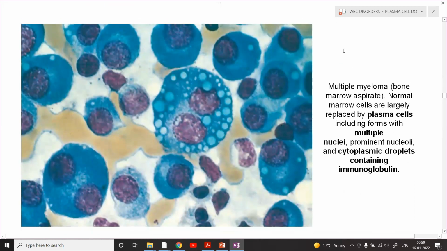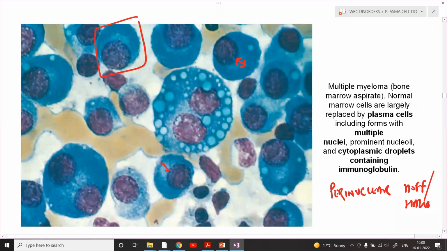Now, can everyone see this? This is looking like a normal plasma cell. Can you see that all of the plasma cells have a perinuclear clearing, which we call, what do we call it? We call it perinuclear halo. Now, can anyone tell me what is the cause of this perinuclear halo?